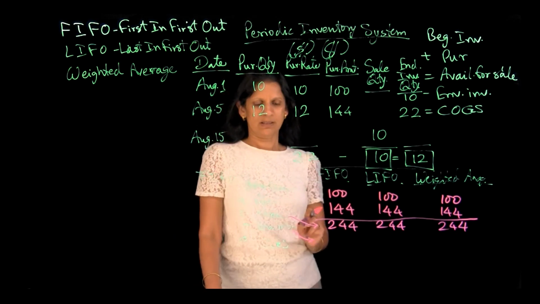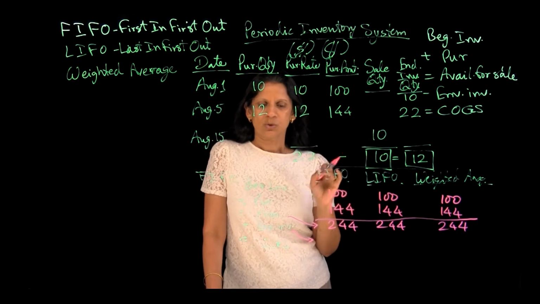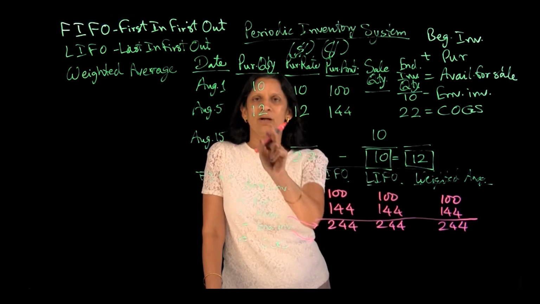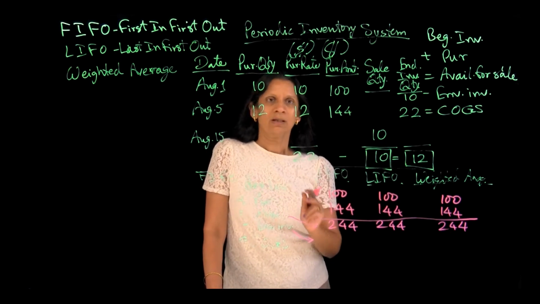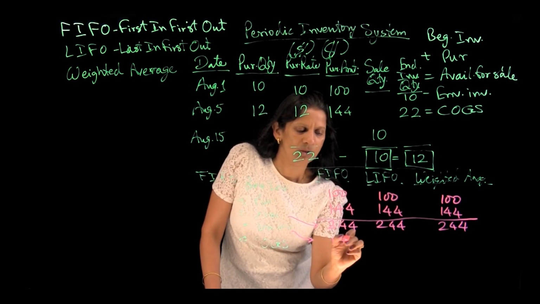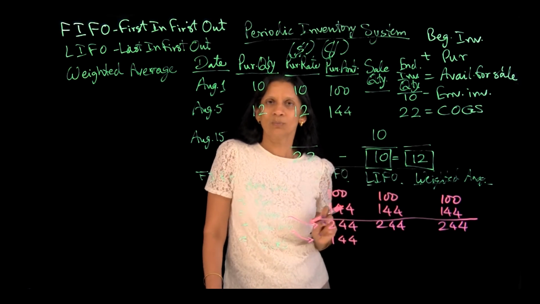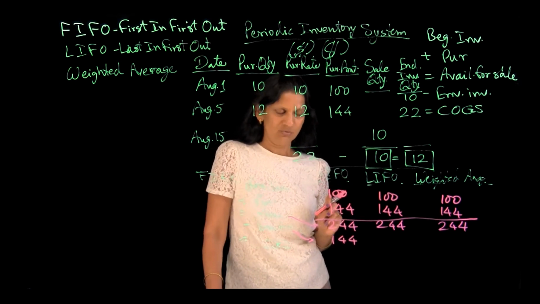First in, first out. As I said, the first item has gone out first. So whatever is remaining in my warehouse is my latest purchase, and in this way 12 times 12, 144, is the value of my ending inventory if I am assuming that my method is first in, first out.